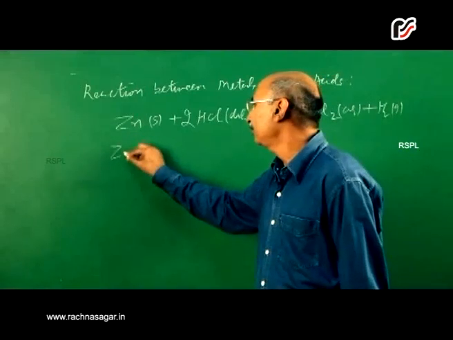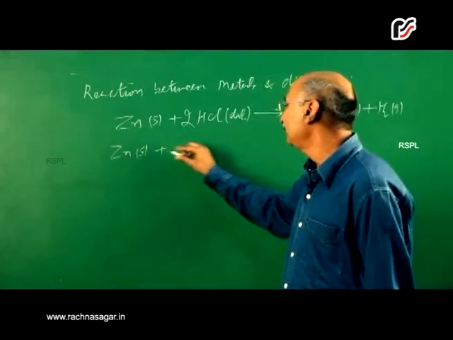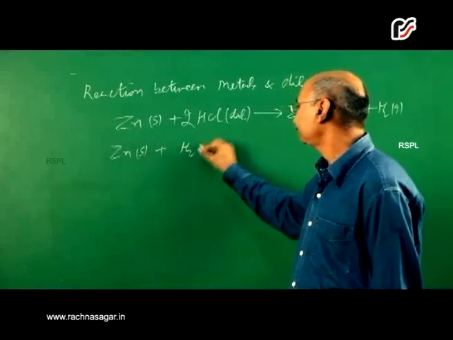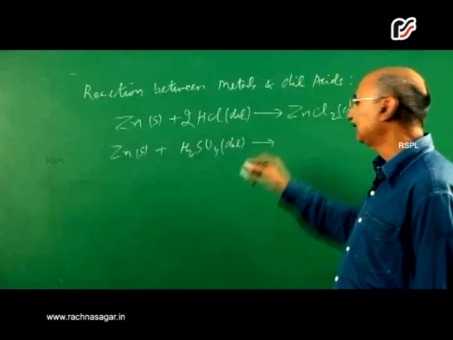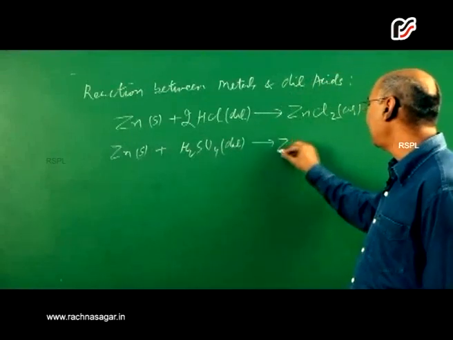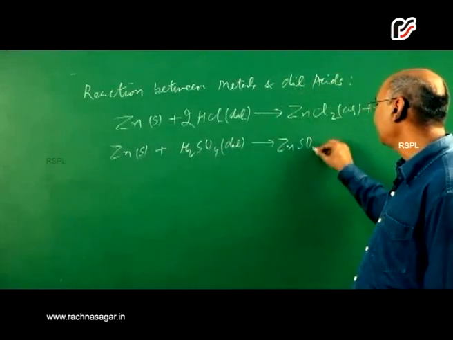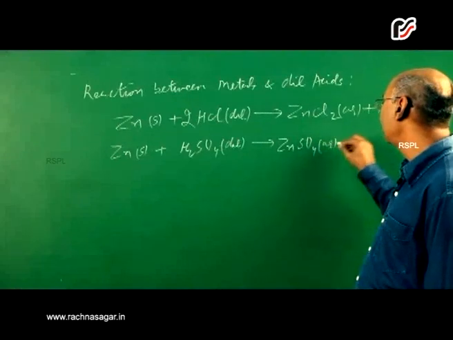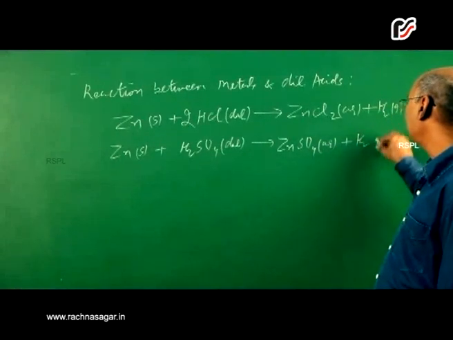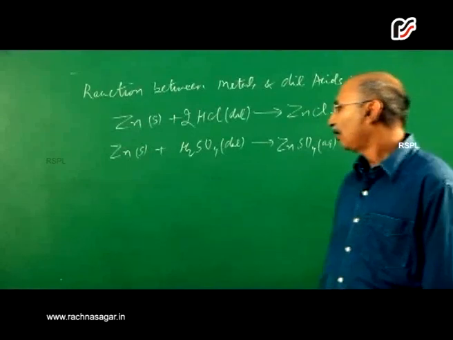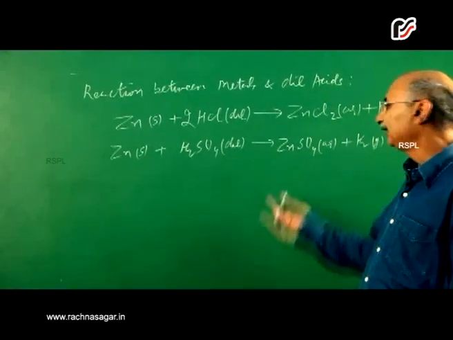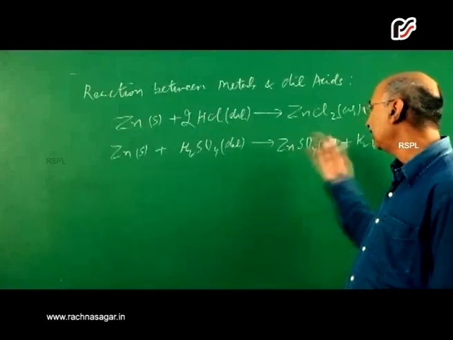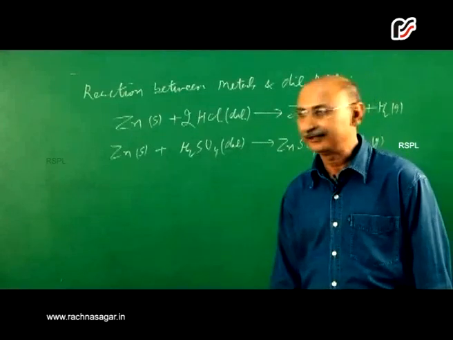Let's take up reaction of zinc with dilute sulfuric acid. Sulfuric acid also will react with zinc in the same manner and liberate hydrogen gas. Here zinc sulfate salt will be formed plus hydrogen gas will be evolved. Now is this equation balanced or not? This equation is already balanced because all the atoms are equal on both sides.